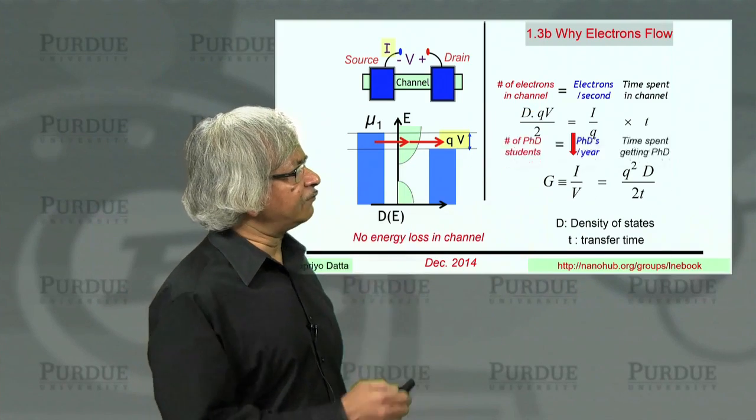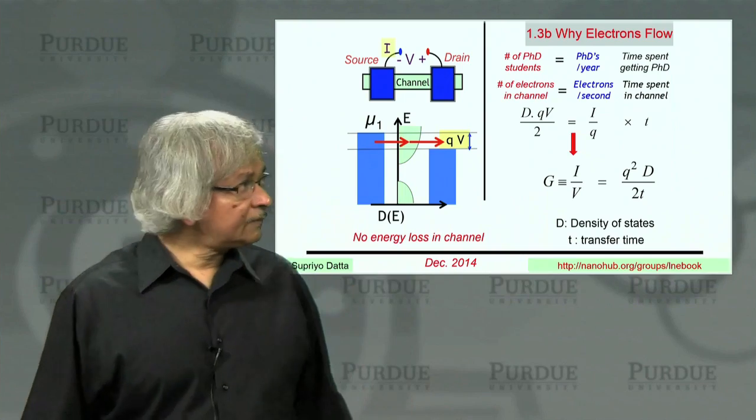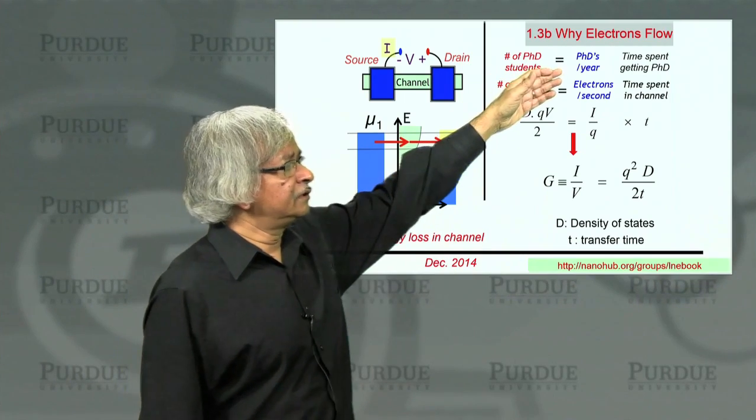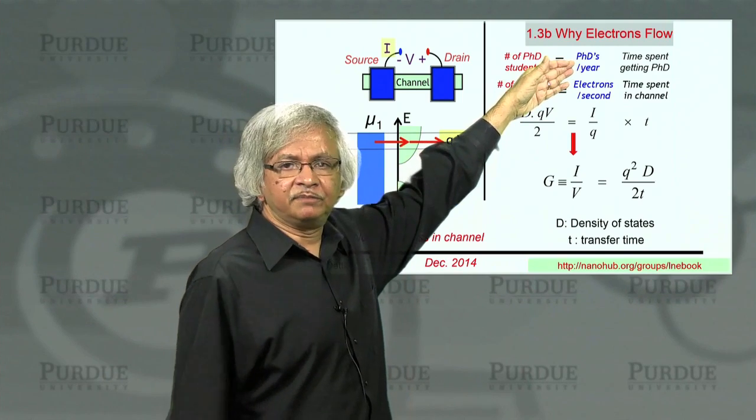Well, one analogy I've often used is, supposing we have a graduate program where, let's say, 100 students graduate with a PhD every year.